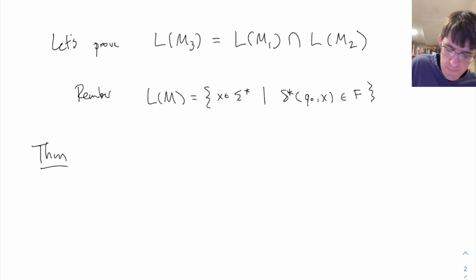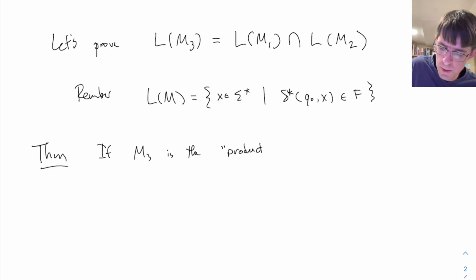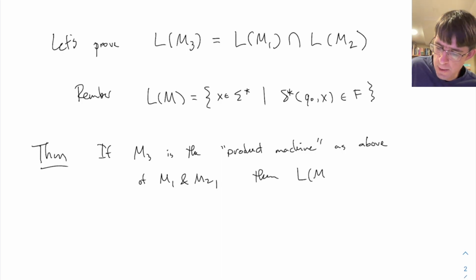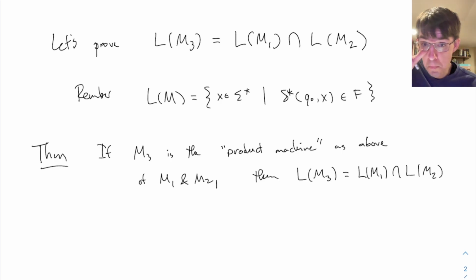Can I just say, if M3 is, I will put this in quotes here, "the product machine" as above of M1 and M2, then this is the real theorem. The language of M3 is the language of M1 intersect the language of M2. That's what we're talking about here.